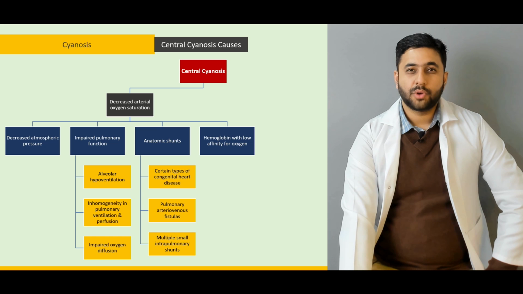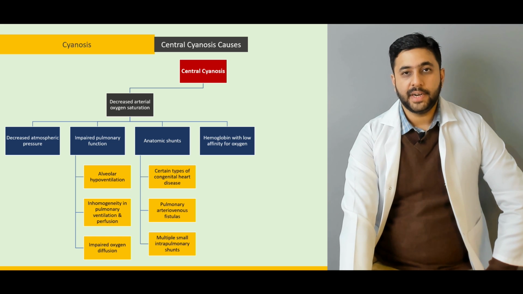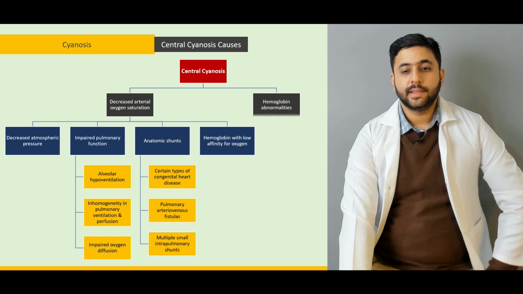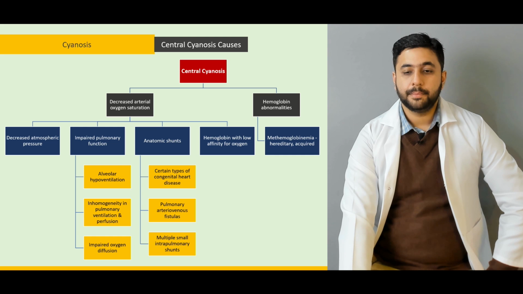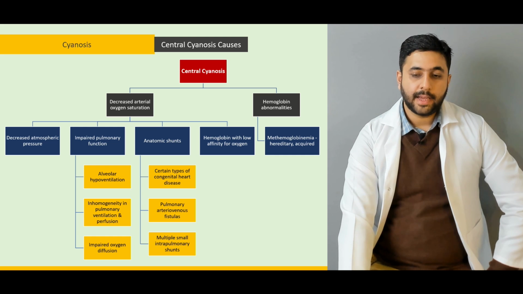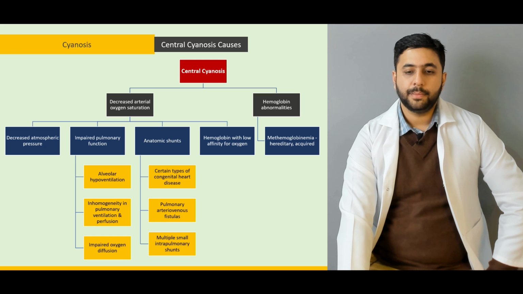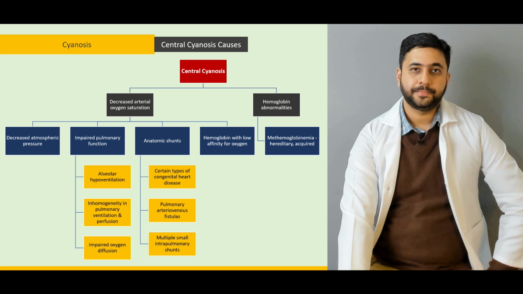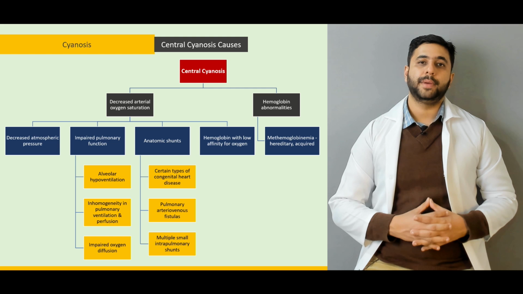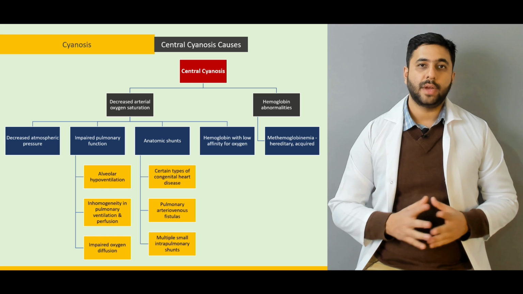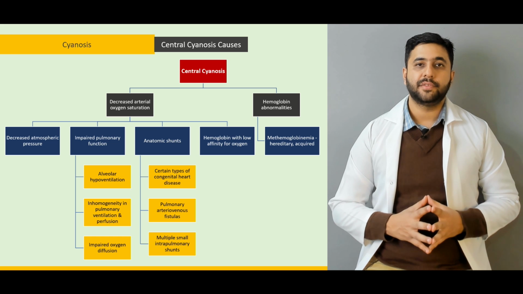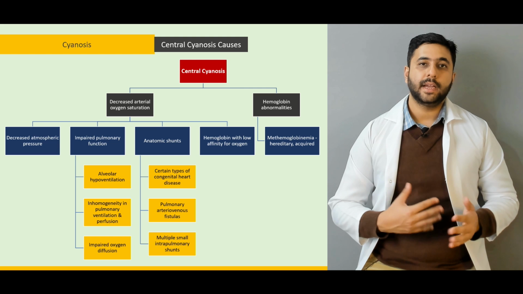Or if there is any problem with the hemoglobin, either it has low affinity for the oxygen, for example in carbon monoxide poisoning, or there are certain hemoglobin abnormalities in which there are structural problems with either the heme part or the globin part. For example, methemoglobinemia, either hereditary or acquired. Methemoglobinemia is a condition in which the normal iron in hemoglobin is ferrous iron, or Fe+2. But if it is oxidized to Fe+3, that has reduced affinity for oxygen and it is unable to carry out the normal activities.